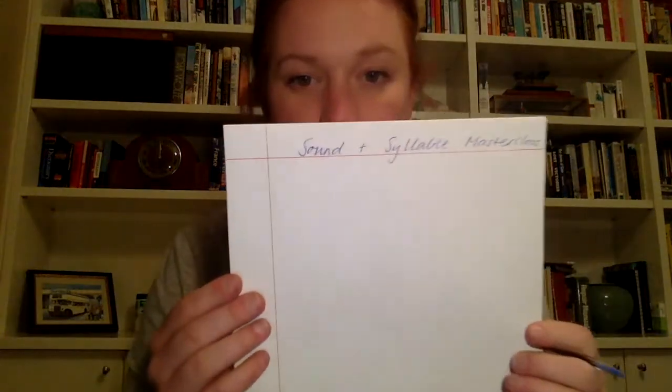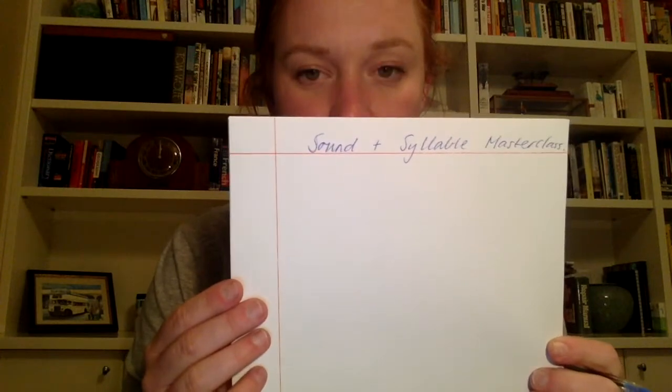I don't have a proper book with me, so what I've done is I've drawn this up. You've got your margin, you've got your top, and I'd like you to do the following to your page. At the top of your page, above the top line, I'd like you to write: Sound and syllable masterclass. Like that.